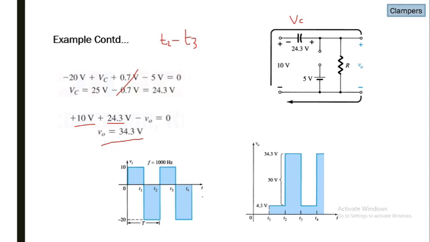And then for next cycle, diode becomes forward bias, and we have output voltage of 4.3 volt, and this continues.